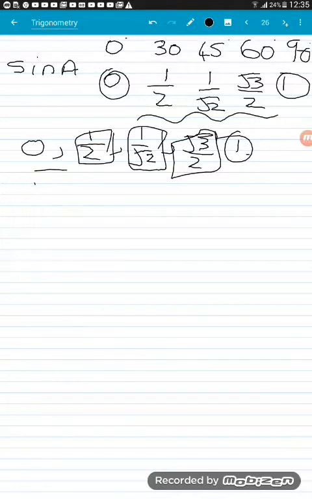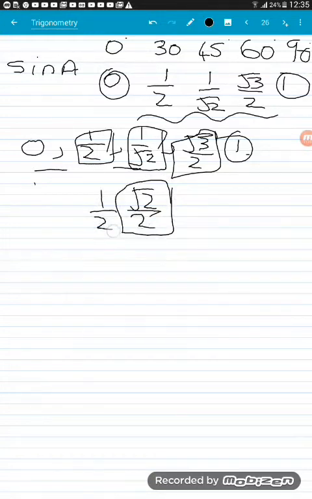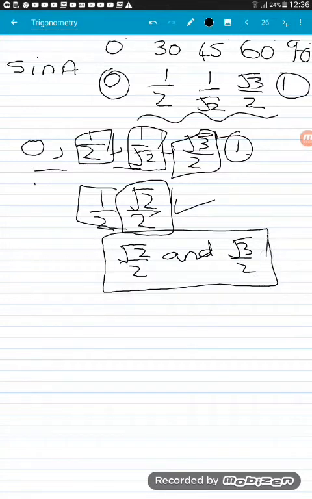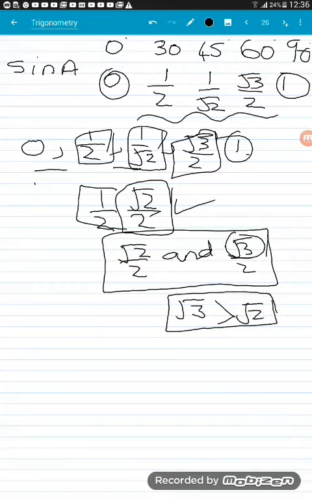For example, from 0 to 1 by 2 it increased, and from 1 by 2 to 1 by root 2 it increased. If you check 1 by root 2 another way and rationalize, it becomes root 2 by 2, which is greater than 1 by 2. So this increased. Now if we check 1 by 2, root 2 by 2 and root 3 by 2, root 3 is greater than root 2. Therefore we can say that it keeps on increasing.